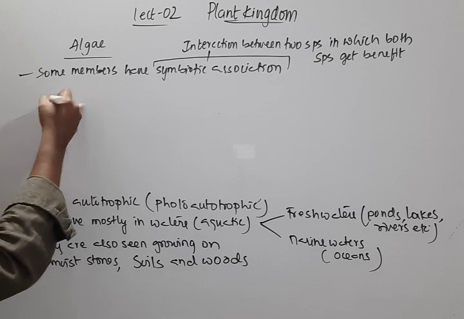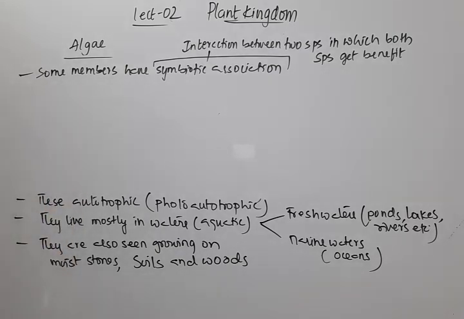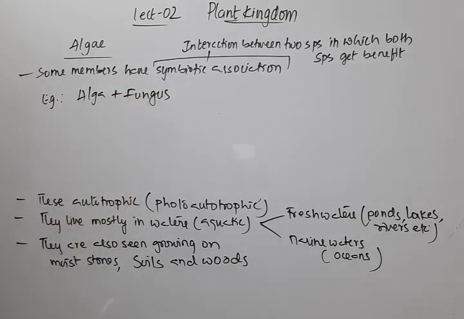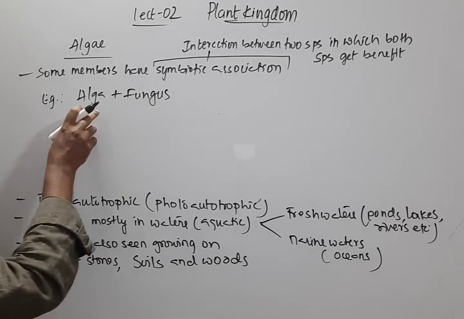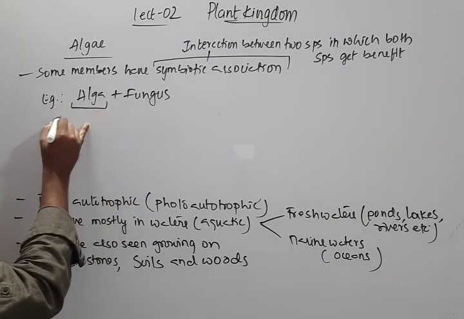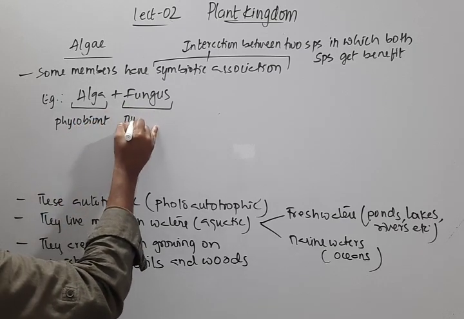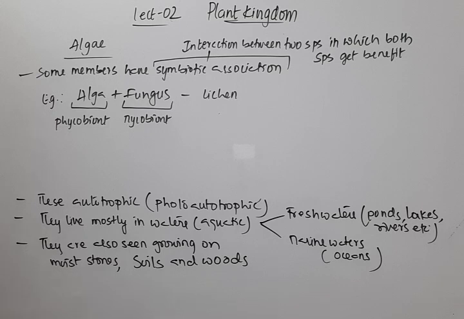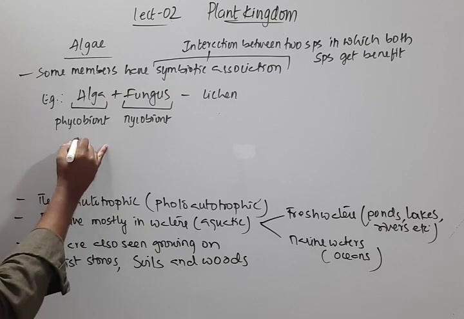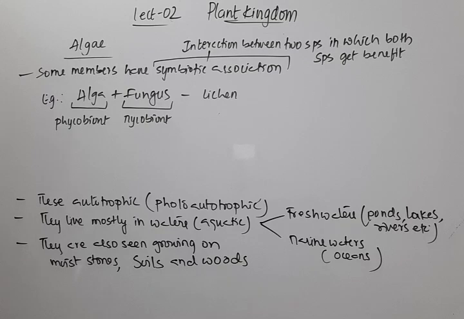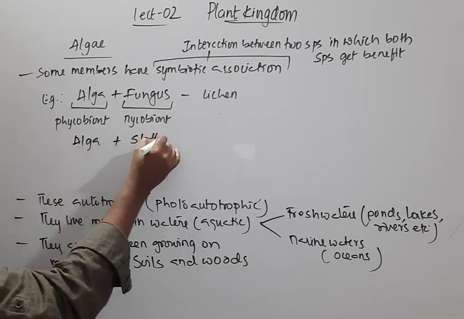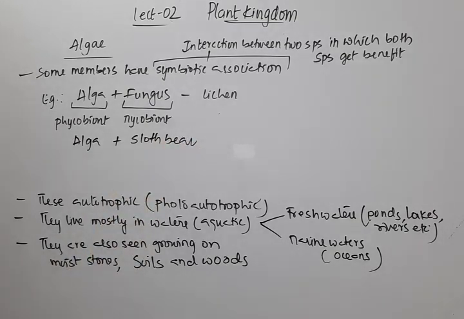We see some algal species form an association with fungus. For example, alga plus fungus. In the first chapter we have seen about the lichen. In this association between alga and fungus, this is the phycobiont and this is the mycobiont. This results in the formation of lichen. Such an association between alga and fungus we call lichens. Then we also see the alga associating with some animals. Alga also grows on animals like the sloth bear. So this is an association between alga and sloth bear.